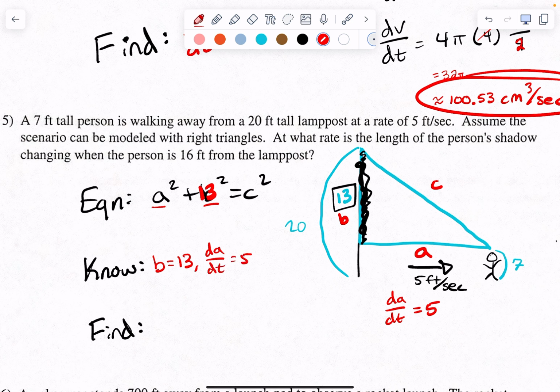Assume the scenario can be modeled with right triangles. At what rate is the length of the person's shadow changing when the person is 16 feet from the lamppost? Confusion. What are we talking about? Is that dC/dt?